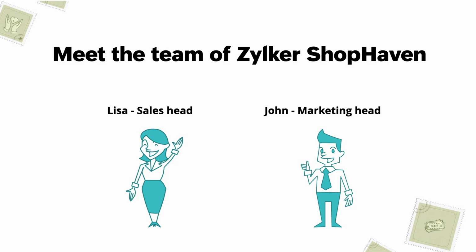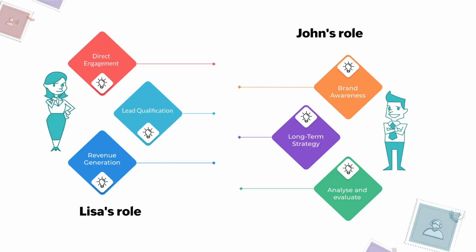So Lisa heads the sales team and John heads the marketing team. Lisa's role is to directly engage with their audience, like customers, generate revenue, and qualify the leads. John has to create a brand and make sure that his brand is visible to everyone, build a long-term strategy with customers, and analyze the metrics, like check how many customers or how many quality leads are coming in.